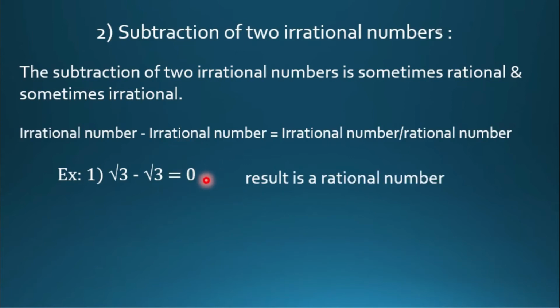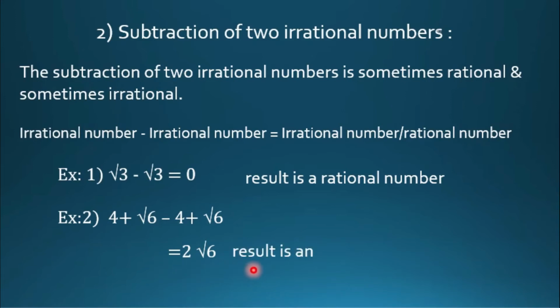Another example, 4 plus square root of 6 minus 4 plus square root of 6 is equal to, here plus 4 minus 4 are cancelled. Remaining is square root of 6 plus square root of 6, which is equal to 2 square root of 6. The result is an irrational number.